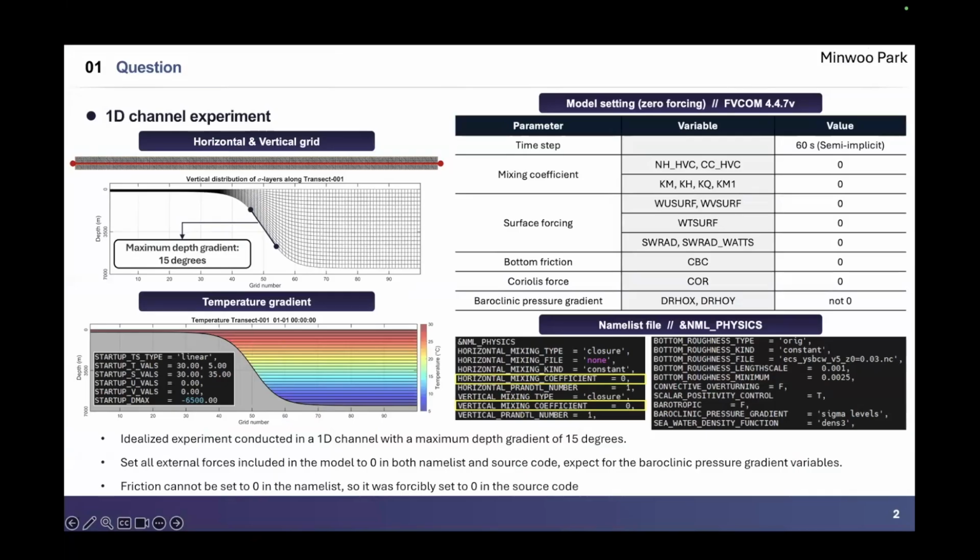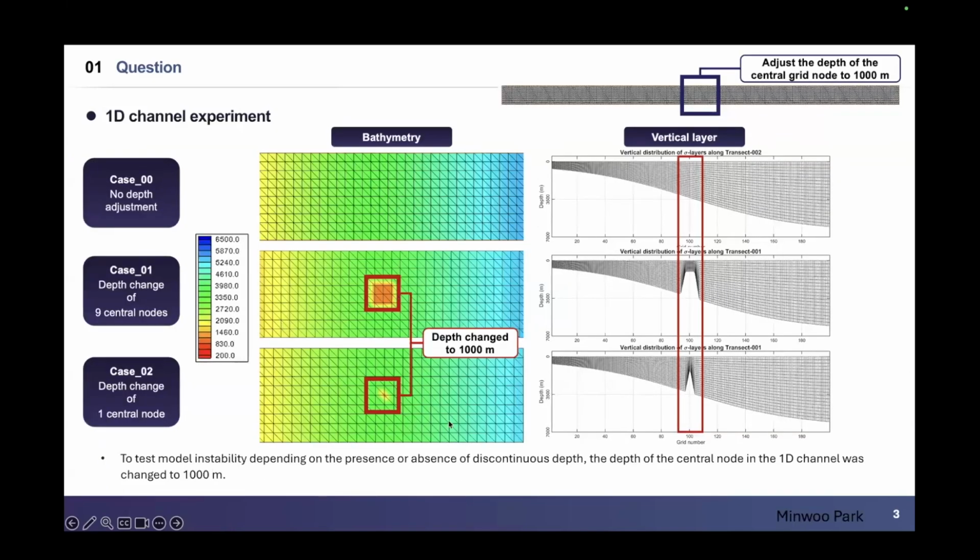I created a 1D channel with a maximum depth gradient of 15 degrees and set up vertical gradients for temperature and salinity using the linear time TS type. Then I set all external forcing variables to zero in both the namelist and source code, except for the baroclinic pressure gradient calculation variables.